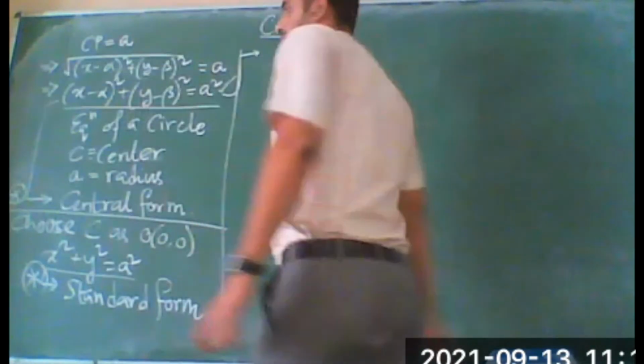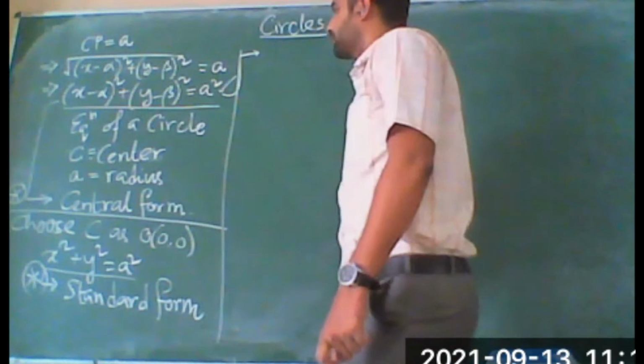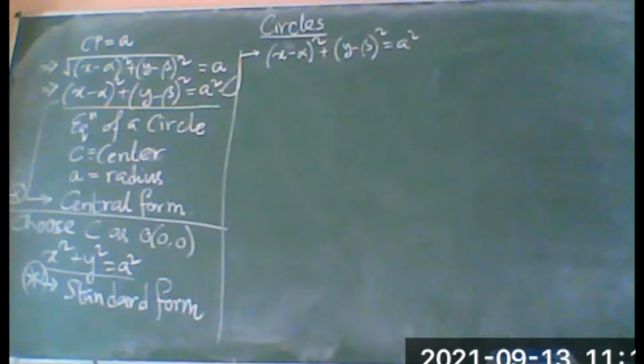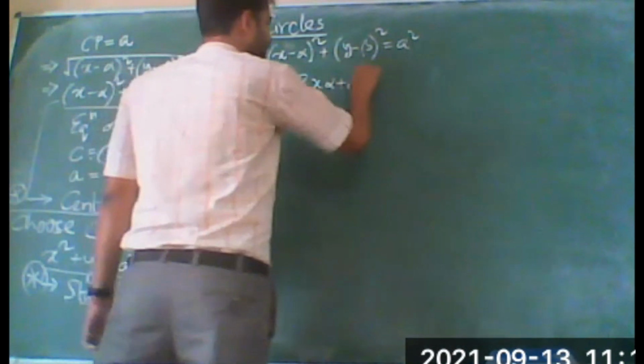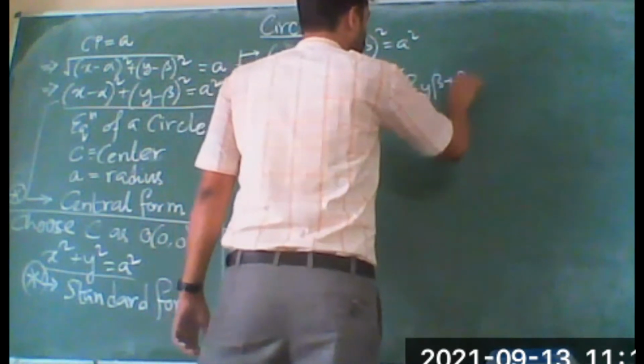Now we are taking the central form, x minus alpha whole square plus y minus beta whole square is equal to a square, and we are expanding the whole squares. So then we can write x square minus 2x alpha plus alpha square plus y square minus 2y beta plus beta square is equal to a square.